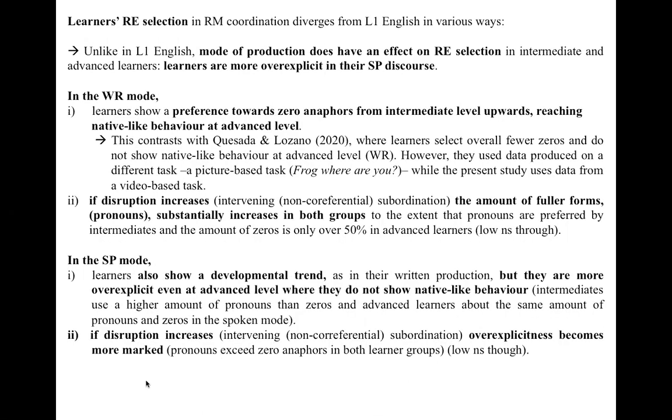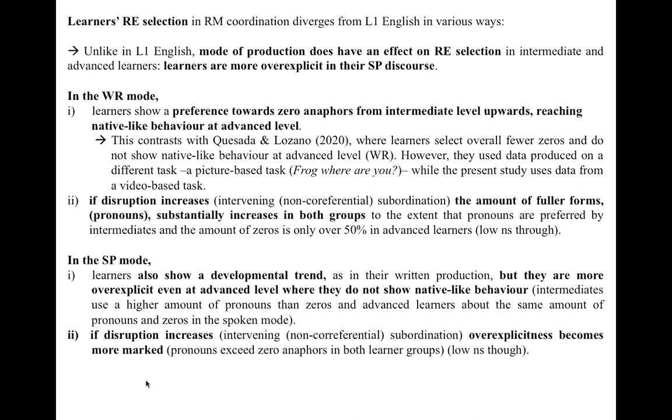Now, in terms of the learners' referring expression selection, we can see that mode does have an effect on referring expression selection. Learners are more often explicit in the spoken discourse than in the written discourse. In the written discourse, there is a preference towards zero anaphors from intermediate level upwards. They reach native-like behavior at advanced level, and this contrasts with the study on the written language by Quesada and Lozano. Probably the differences are explainable in terms of the fact that they used a different task. And we can also see in the written mode that if disruption increases, the amount of fuller forms, that is pronouns, substantially increases in both groups.